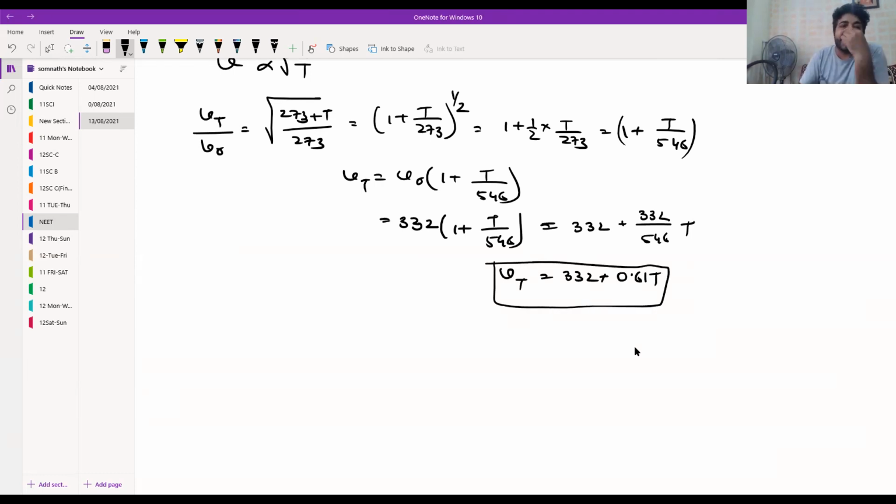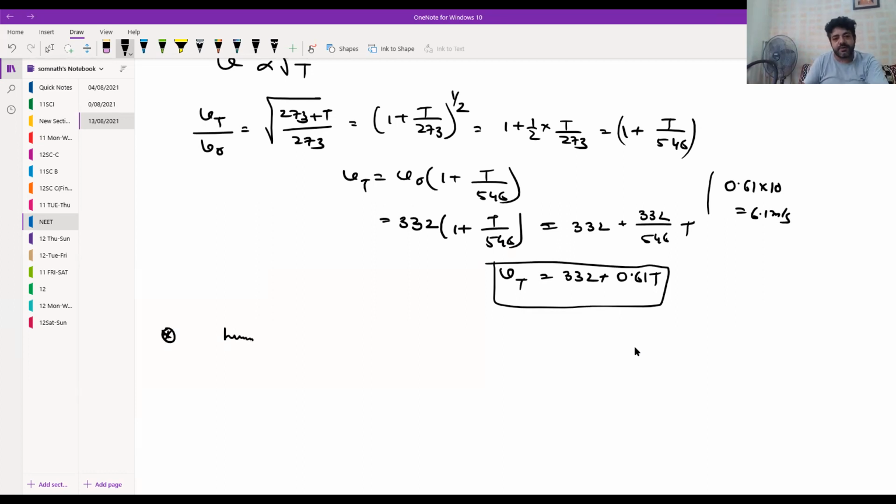Suppose बोला कि 0 डिग्री सेंटीग्रेड से टेम्परेचर को मैंने 10 डिग्री बढ़ाया. So what is the change in velocity? So 10 डिग्री बढ़ाया मतलब 0.61 into 10, that means 6.1 मीटर पर सेकंड का वेलोसिटी बढ़ जाएगा. क्लियर? Yes, sir.